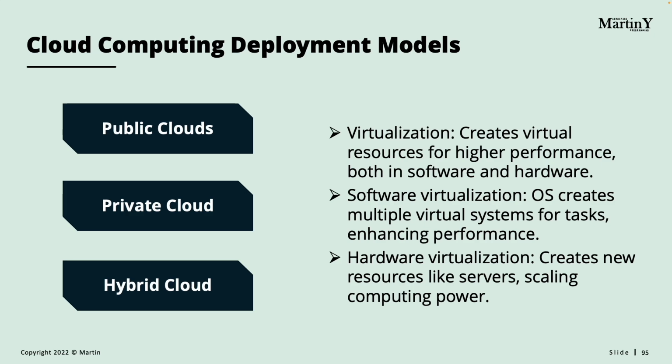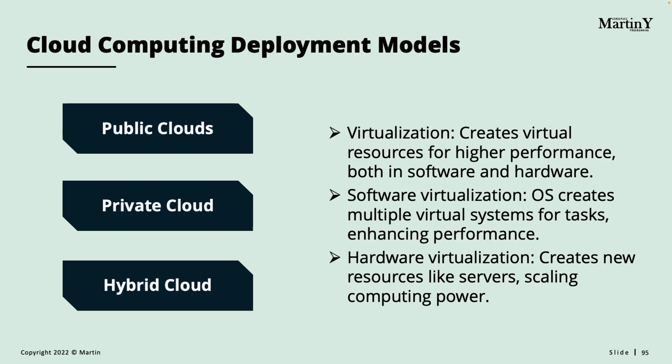And finally, we can have hybrid clouds, which really combine the features of both public and private clouds and use resources from both. Now, the next question you might have is what is virtualization and how is it implemented in cloud computing? So, virtualization involves creating virtual versions of software or hardware that can function like the real thing, but aren't actually physically present.